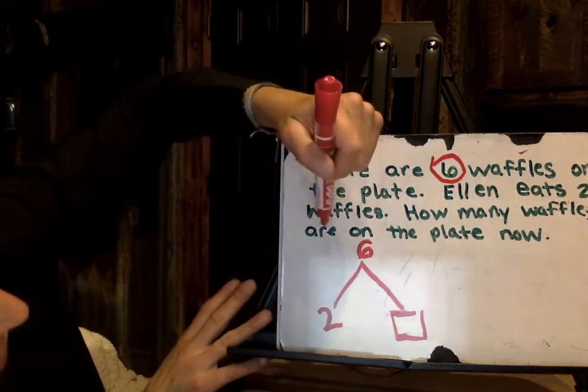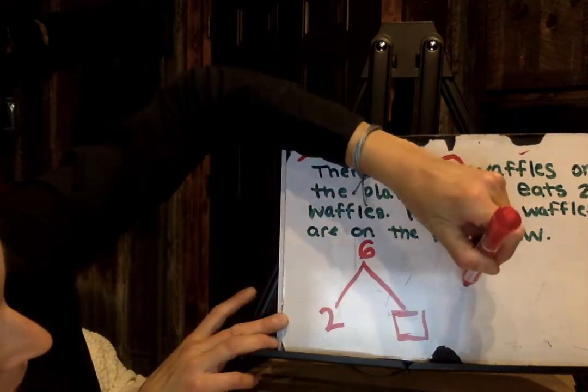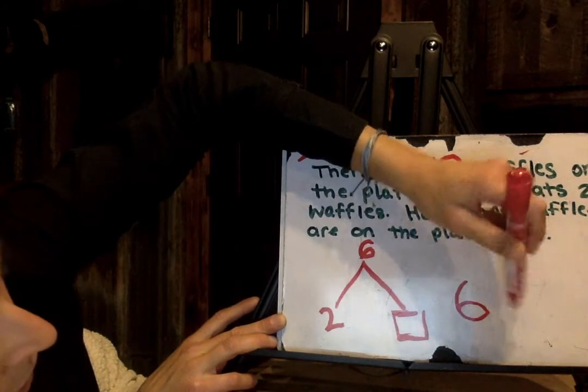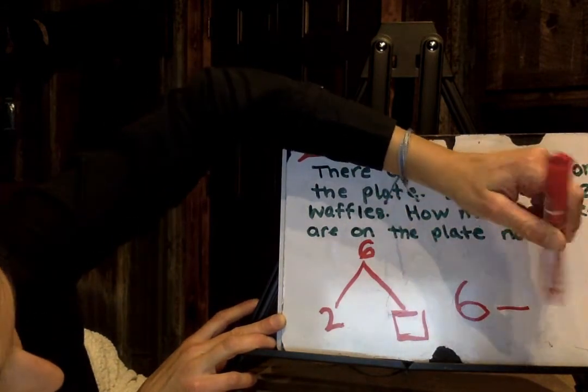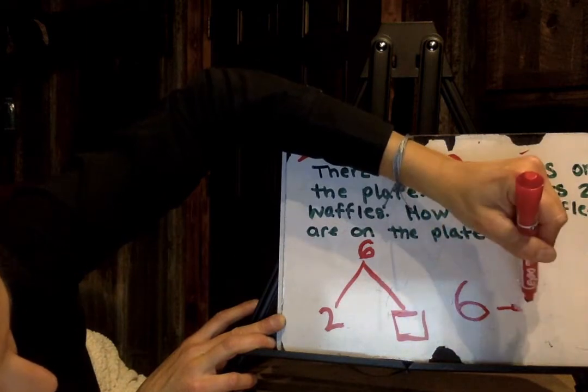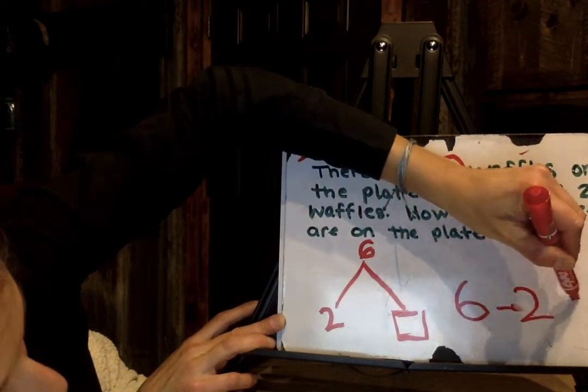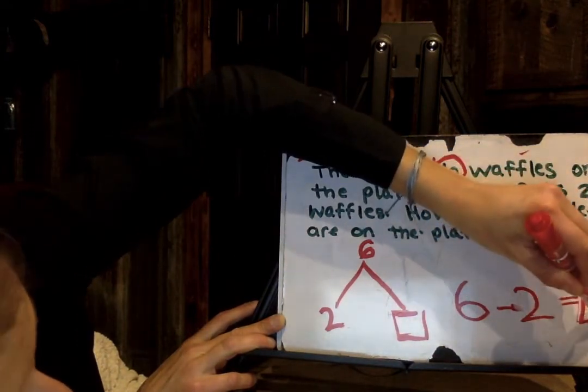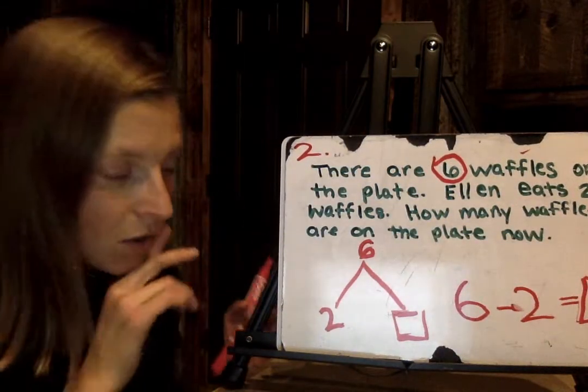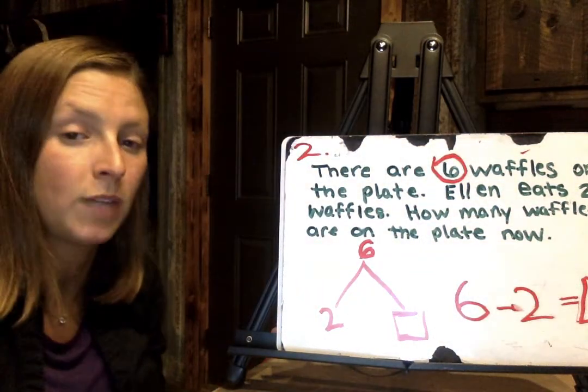Okay, so my equation, as always, I start with the total in a subtraction problem. Then I take away my partner that I know. That's a really long line to sign. And then I get my partner I don't know. All right, so go ahead and solve this problem now.